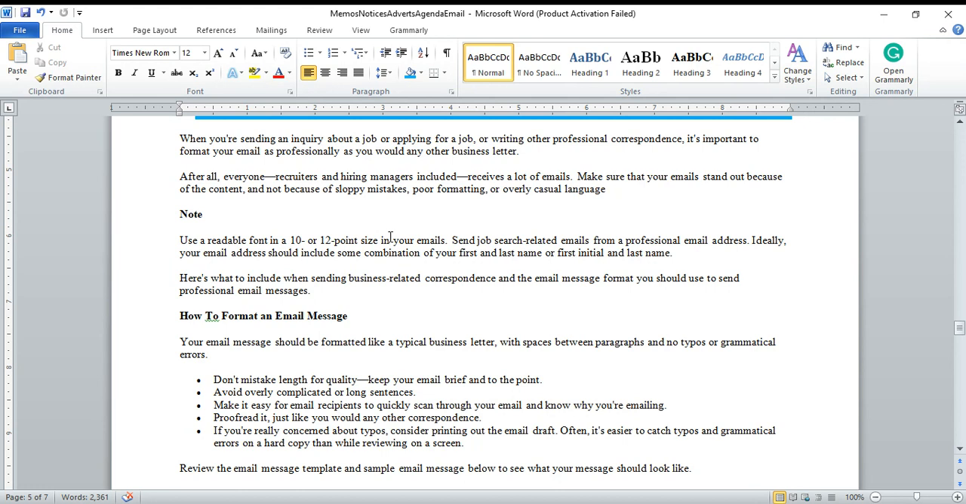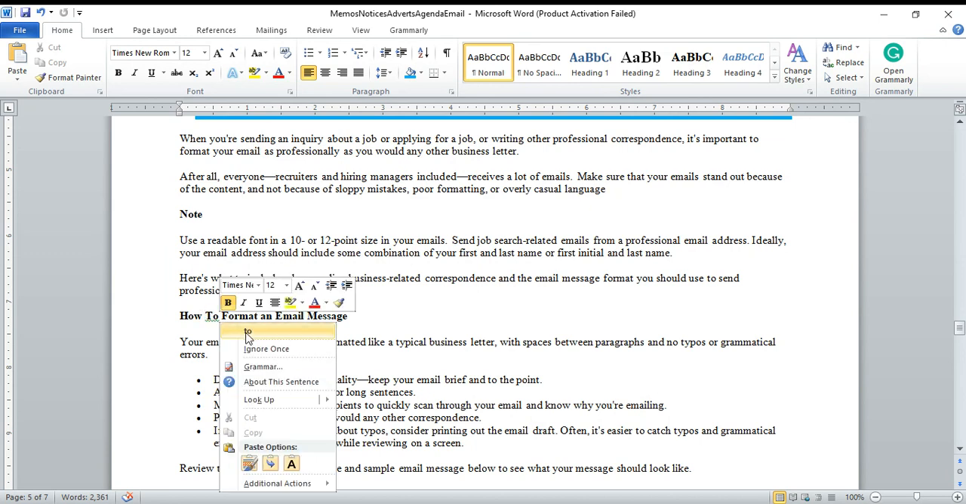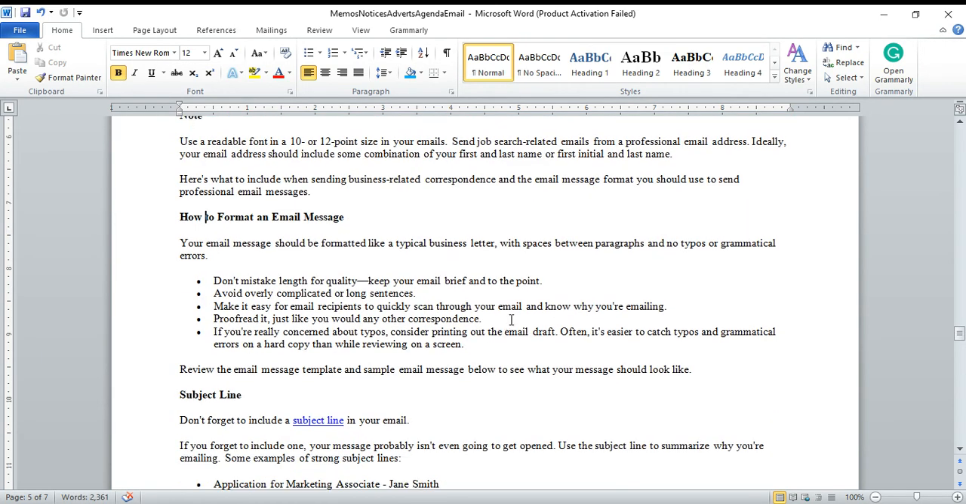Then ideally your email address should include some combination of your first and last name, or first initial and last name. Then here's what to include when sending business related correspondence and the email format you should use to send. Okay, how to format your email is that we need to format your email in a particular manner.